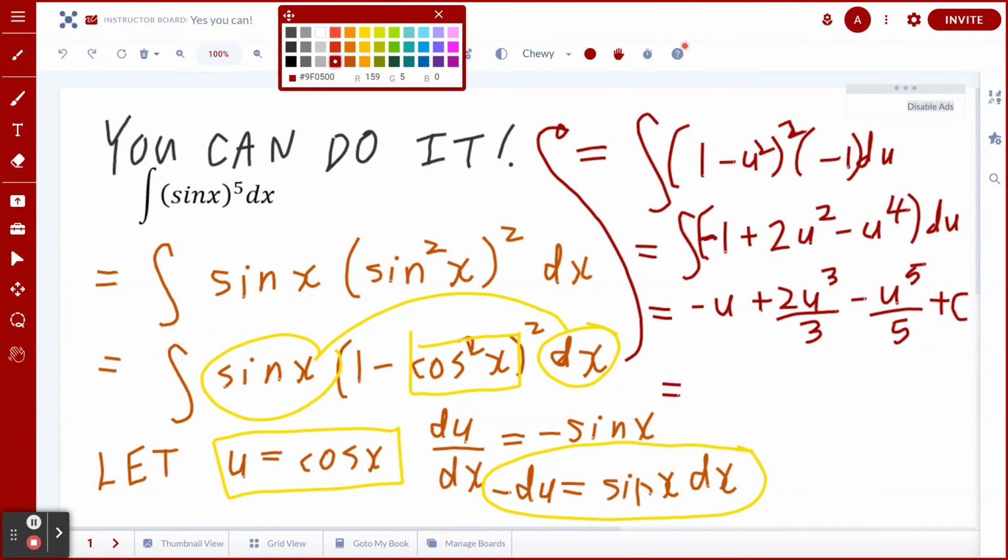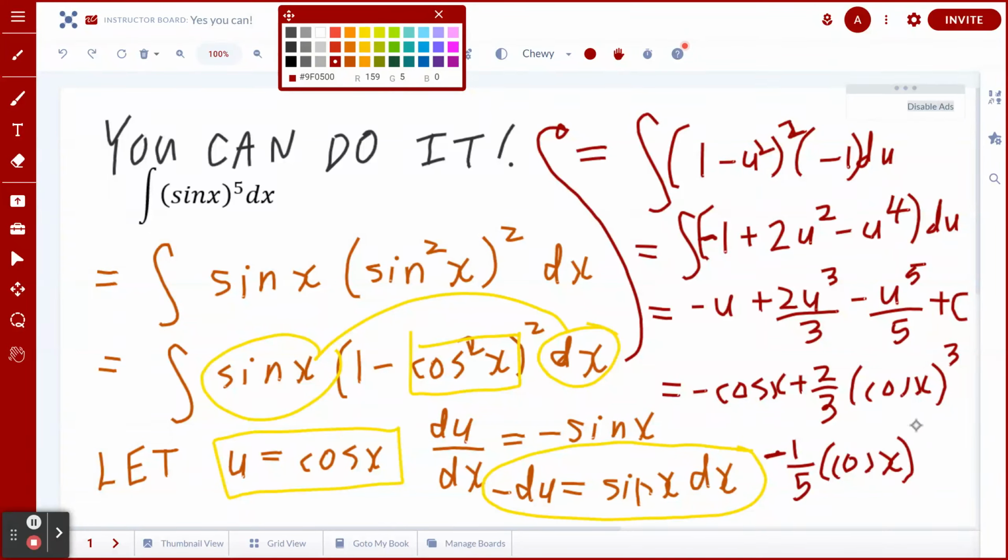Since u is cosine x, this means it's going to be negative cosine x plus 2 over 3 in brackets cosine x to the power of 3 minus 1 over 5 times, in brackets, cosine x. Let's write this again. Cosine x to the power of 5 plus c.